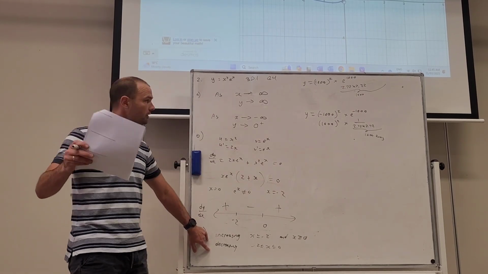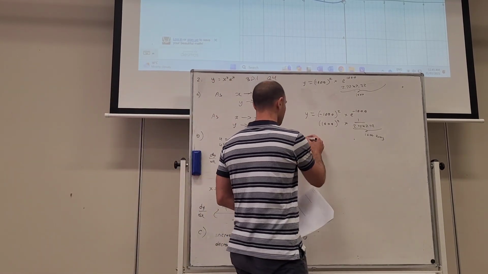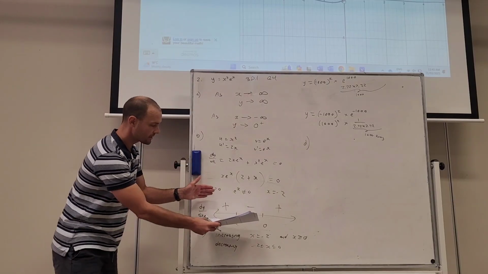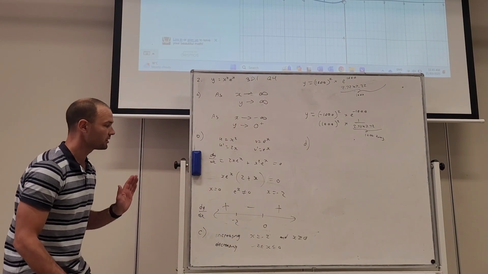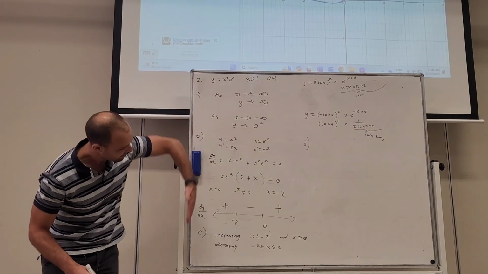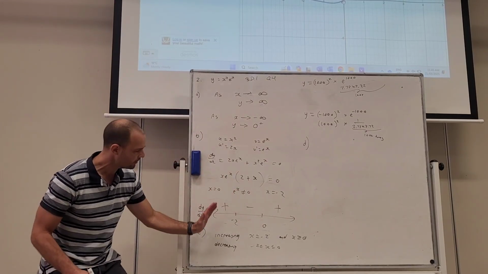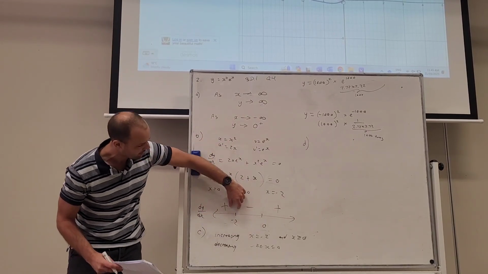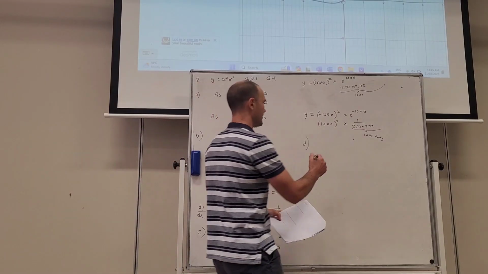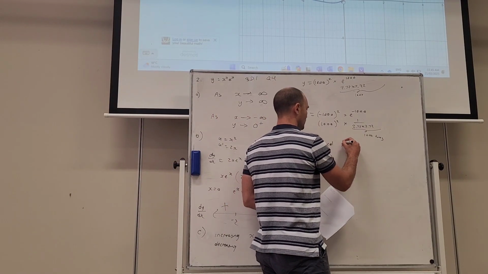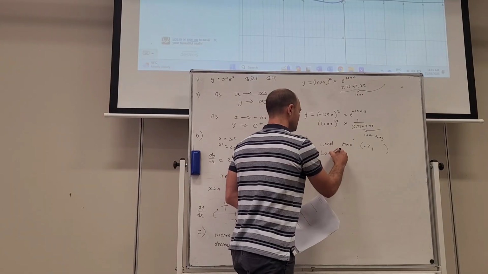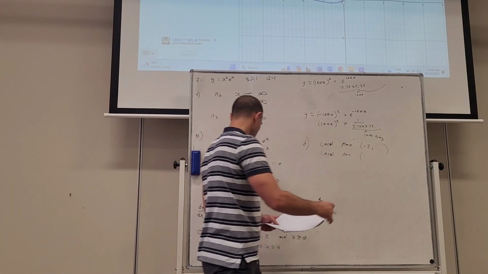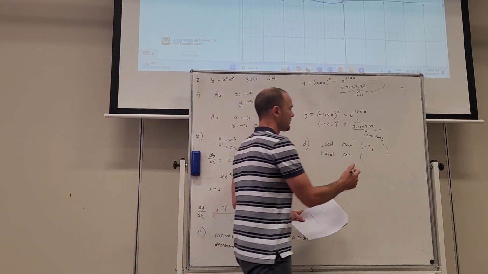Hence, state coordinates of any stationary points. Well, we can see from this sign diagram, from the sign diagram of the first derivative, that the original function is increasing and then decreasing. Positive slope and then negative slope. We have a local max at x is minus 2 and a local min at x is 0.